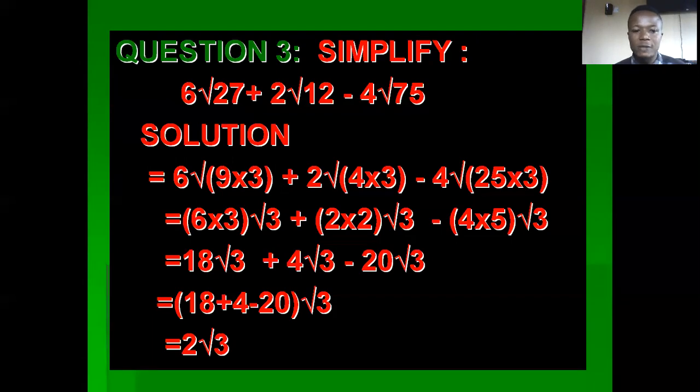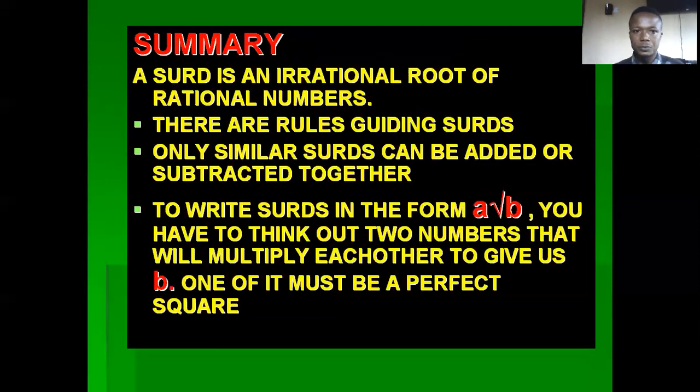And 6 times 3 will give us 18, so 18 surd 3. 2 times 2 is 4, so 4 surd 3. And minus 4 times 5 is minus 20, so 20 surd 3. You can now see that all of them are having similar surds. Then you can go ahead and perform the operation. 18 plus 4 minus 20. And 18 plus 4 is 22. Minus 20, giving us 2 surd 3.